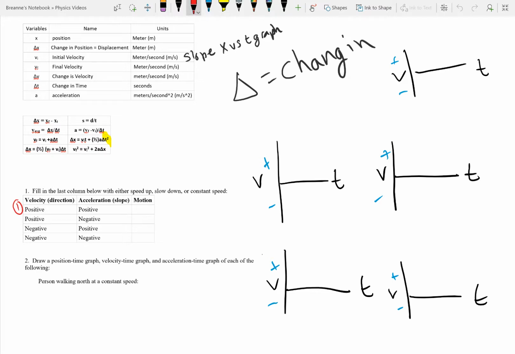So we're in the upper quadrant because we're in the positive direction and a positive slope. So positive slope means you're sloping up. Now think about what's going to happen to your numbers. You go 0, 1, 2, 3. Your numbers are getting bigger as time increases. So as numbers get bigger as time increases, that means you're speeding up.